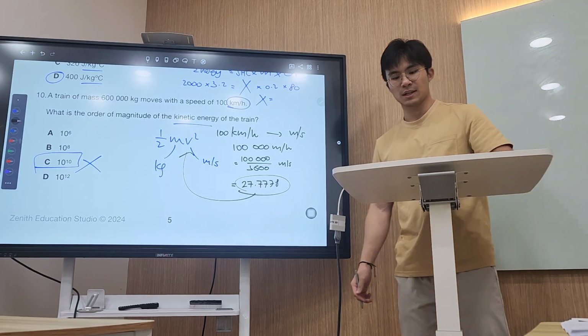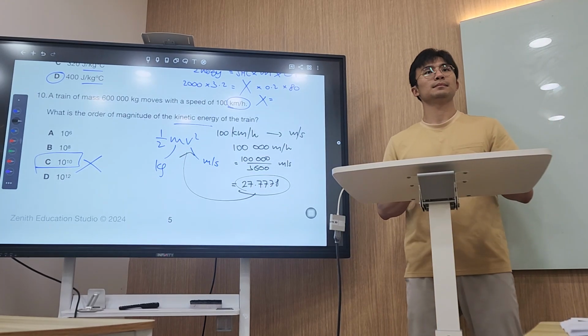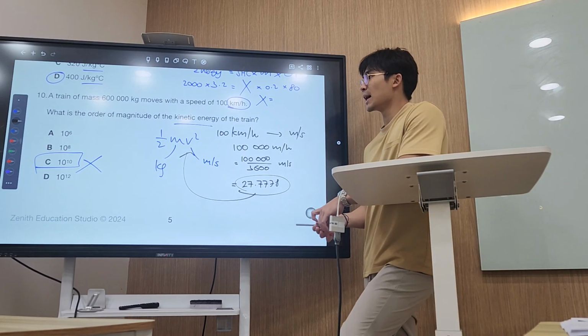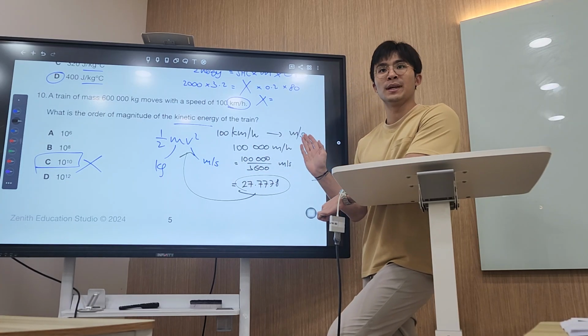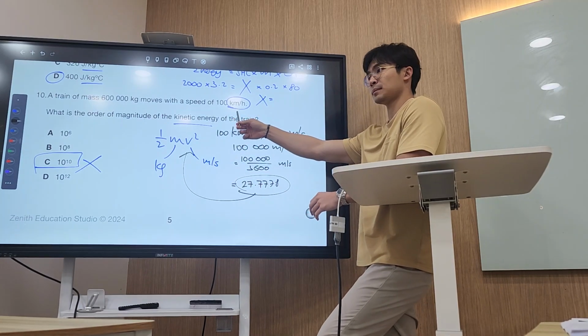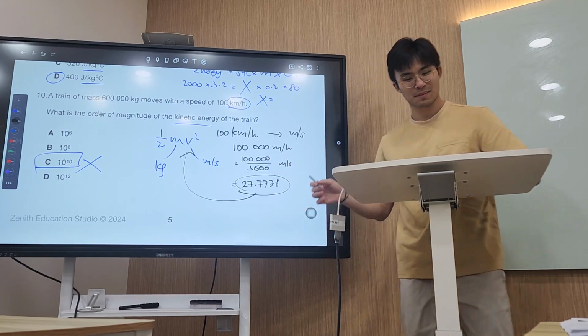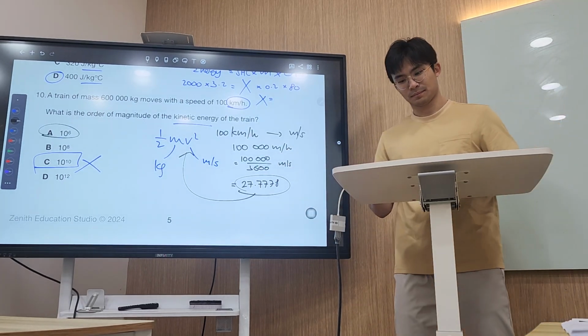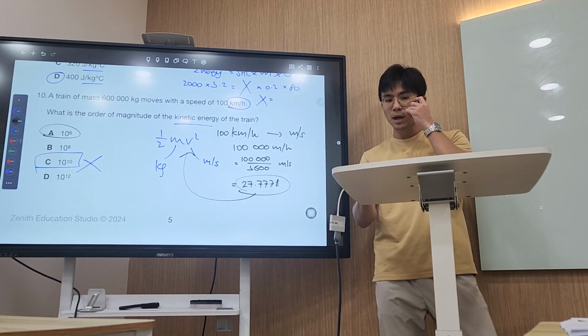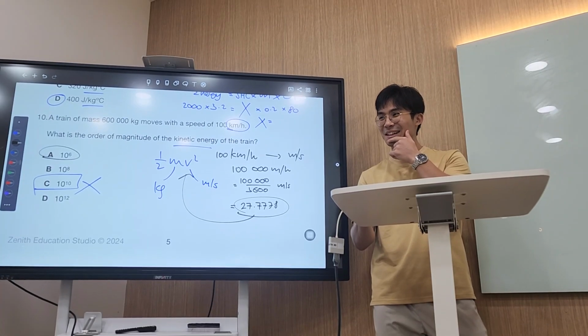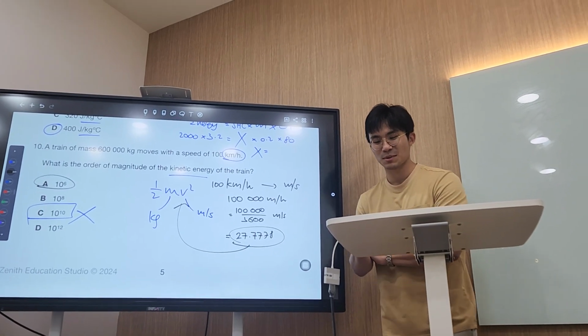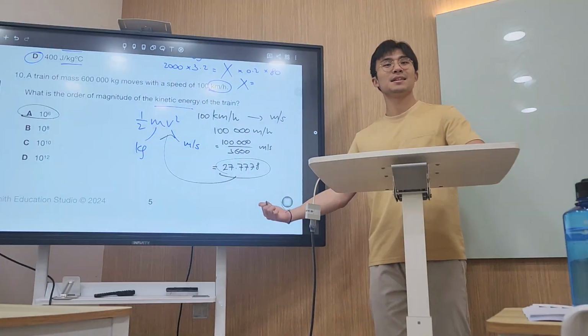What's your actual kinetic energy magnitude? Remember guys, when we're using joules or watts, as long as we're using SI units, everybody should be in SI units. That includes your velocity. Half times 600,000 times 27.777 squared. Yes. Okay. Are we okay with this?